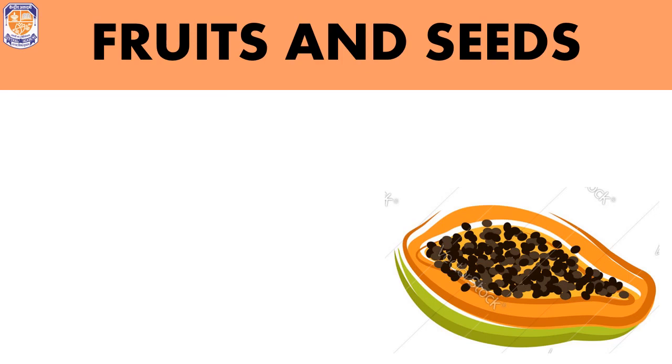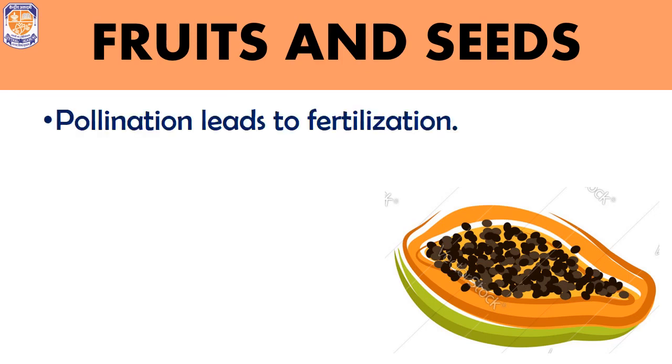Now about fruits and seeds. Pollination leads to fertilization, and fertilization is the process of fusion of pollen grain with the ovule. Fusion means mixing. The pollen grain enters the stigma and then reaches the ovary where it mixes with the ovule, and that process of mixing is known as fusion. So fusion of pollen grain and ovule is fertilization. Always after pollination, fertilization will take place, and because of fertilization only, fruits and seeds are formed.